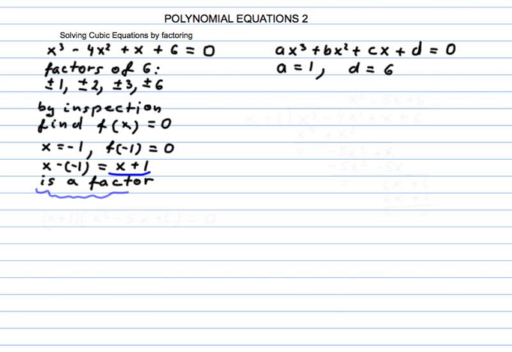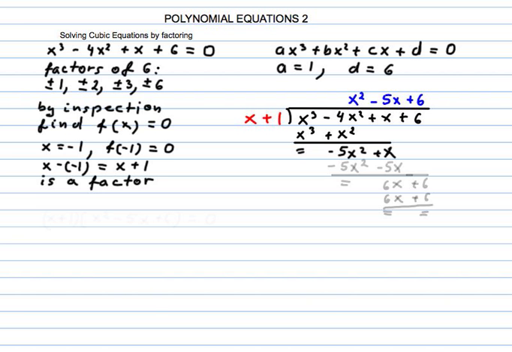Therefore, we are so excited at this point and we say, now I can divide my given equation by x plus 1 and I anticipate no remainder. Boom. So we divide using long division. We divide x cubed minus 4x squared plus x plus 6 by our factor, and this is our result. So we have accomplished a very important step. We have found the first root of that equation, which is -1, right here.